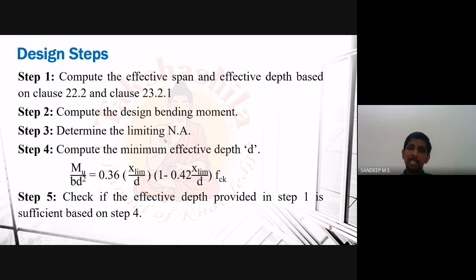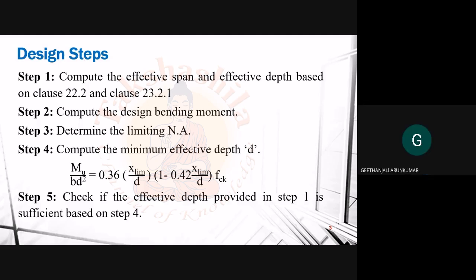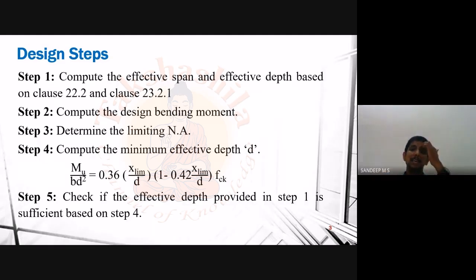Then you have to find out the limiting neutral axis. How to find the limiting neutral axis? Can someone tell me how to find the limiting neutral axis? You have the value of X limit by D for given reinforcements. Okay, so basically it is directly given in your IS 456 based on the grade of steel you are proposing to use in your design. The value is actually given in a table in your IS 456. So for 250, 415 and 500 we have different values of limiting neutral axis.